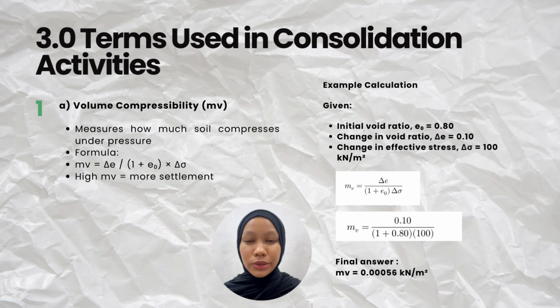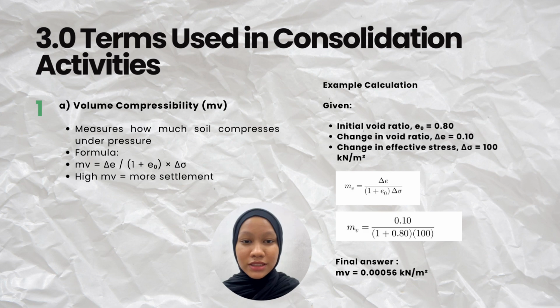I will be continuing the presentation with 3.0, which is terms used in consolidation activities. First, the term used in consolidation activities is volume compressibility, which is mv. Volume compressibility is a measure of how much soil compresses under pressure. And the formula of volume compressibility is mv equals delta e over 1 plus e0 times delta sigma.